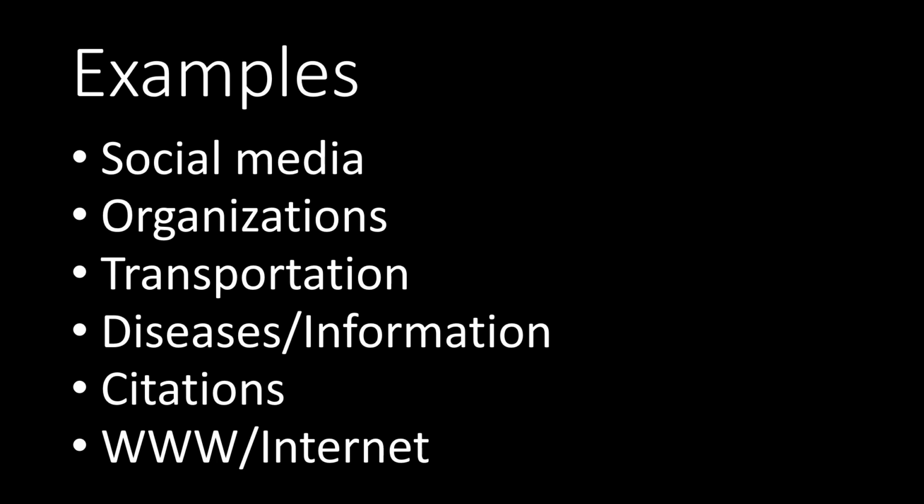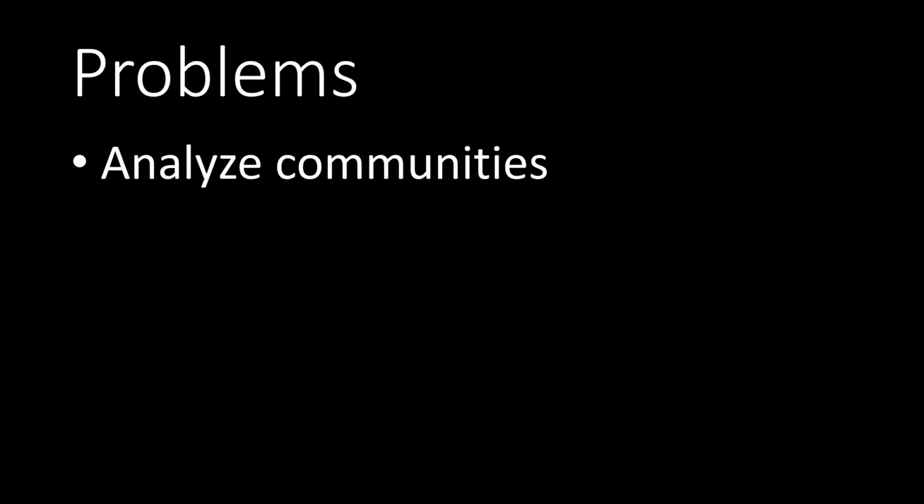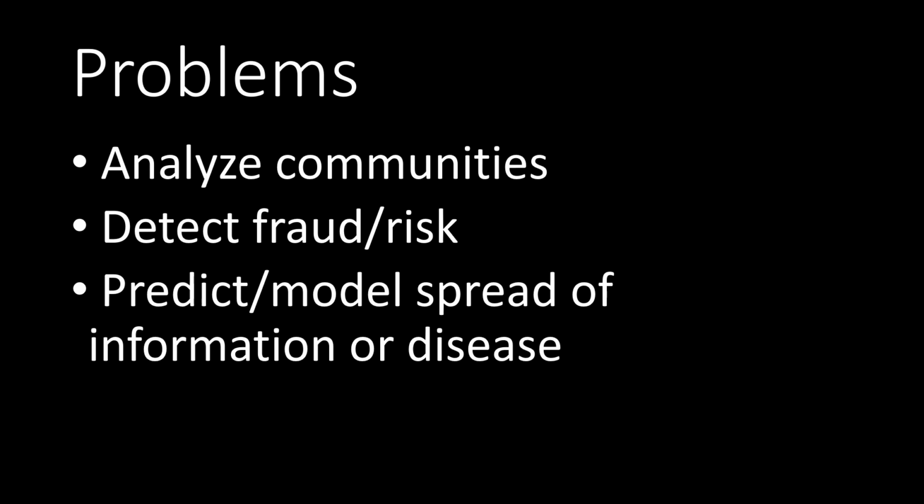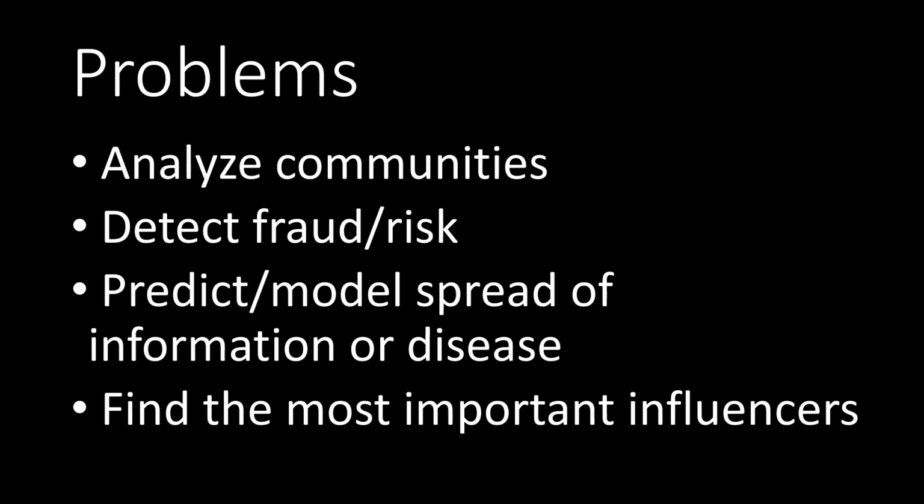And do you guys remember the difference between the World Wide Web and the actual internet? Yeah, it's because the World Wide Web is the actual software, the websites, the pages, and the internet's the actual hardware, the hubs and routers and things. So some problems that we can look at with networks is we can analyze communities, we can detect fraud and risk. Like I was mentioning about the disease or information, we can either model it or even predict it. And of course, for social networks or terrorist networks or government conspiracies, we can always find the most important influencers.